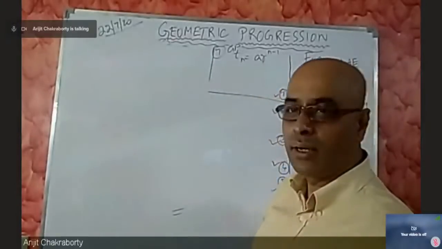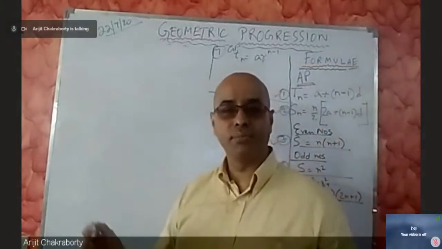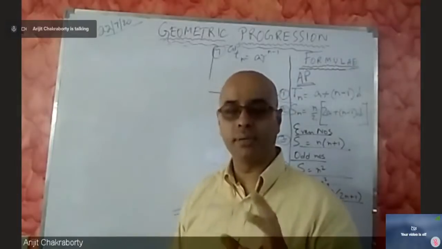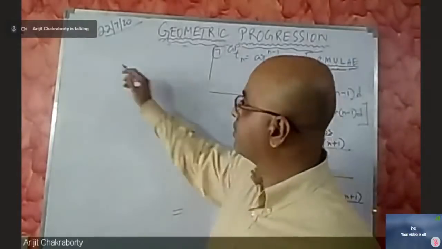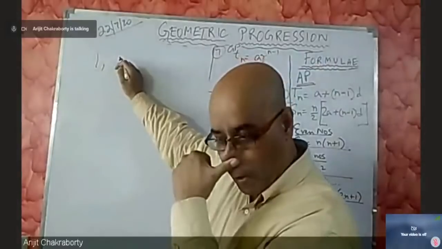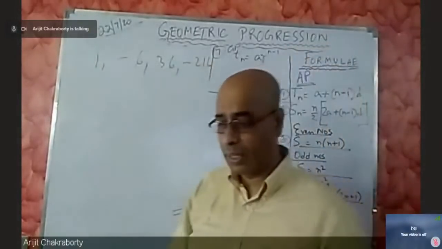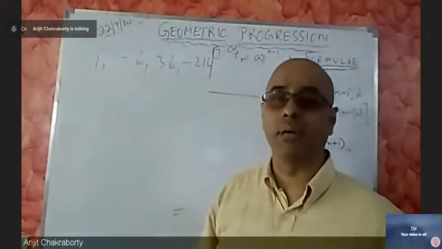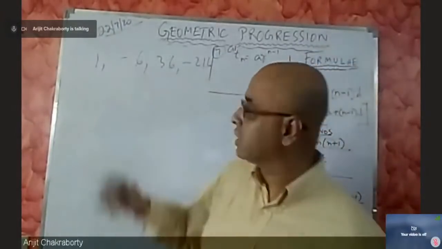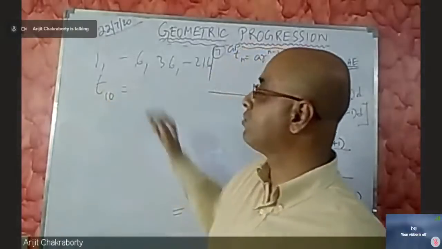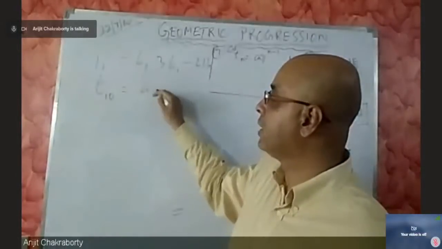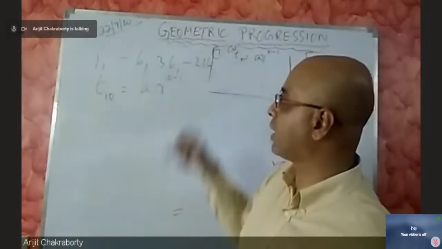Okay. Easy one, easy in the sense that the calculation might be long to do, but the concept is easy. The sequence is 1, minus 6, 36, minus 216. You have to find out the 10th term in the series. So T10. T10 will be equal to what? A into R to the power 10 minus 1.